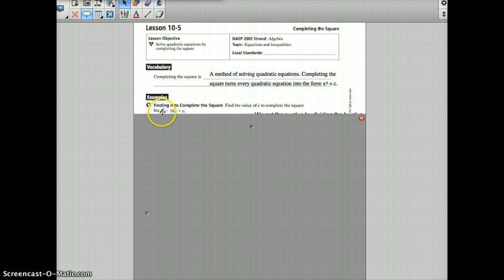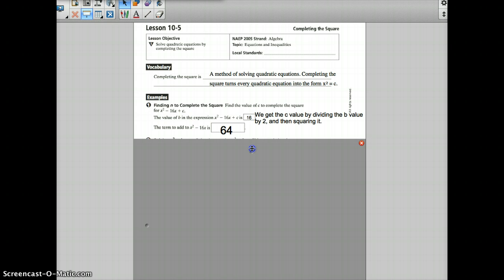Okay, so here we have a trinomial, x squared minus 16x plus c. Think about what c has to be so that this would be a perfect square trinomial. One little hint is we can get the c value by dividing the b value by 2 and squaring it. So if we take 16 and divide it by 2, we get 8, and then we square 8 and we get 64. So we can replace the c with a 64, and we could factor that into x minus 8 quantity squared.